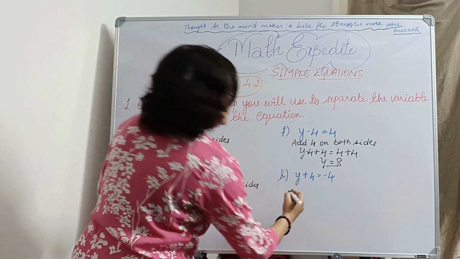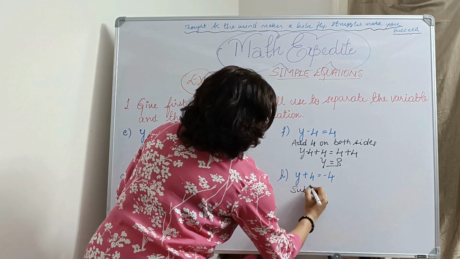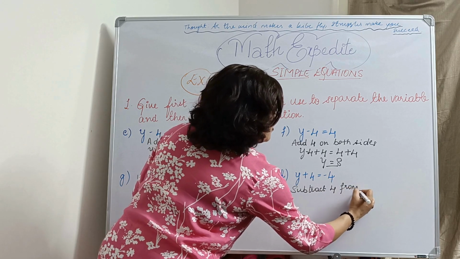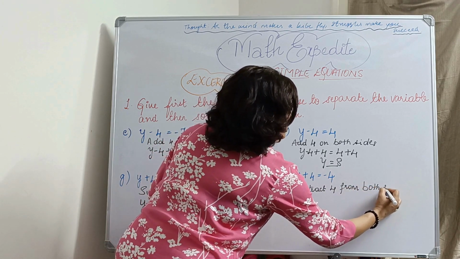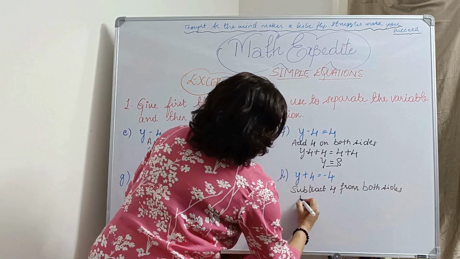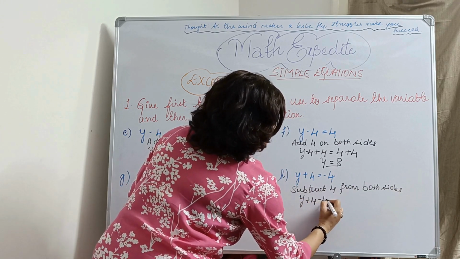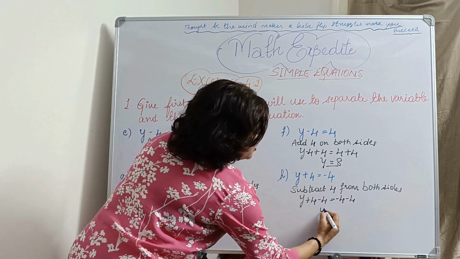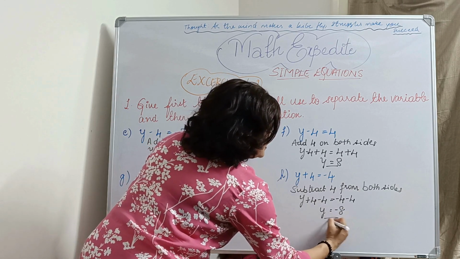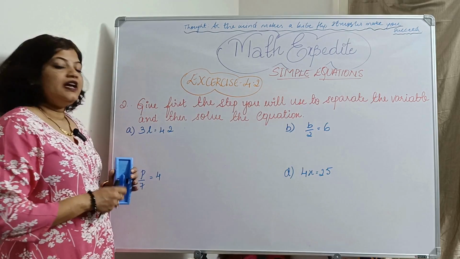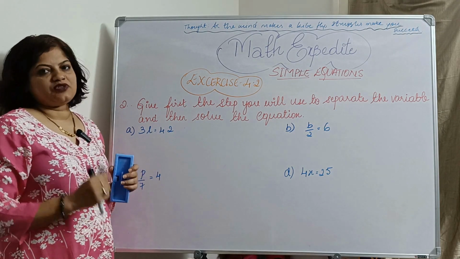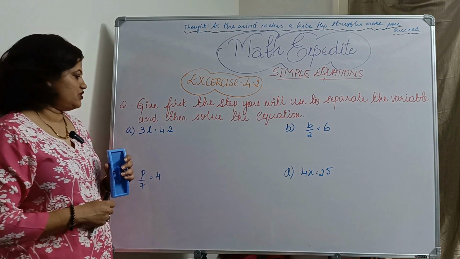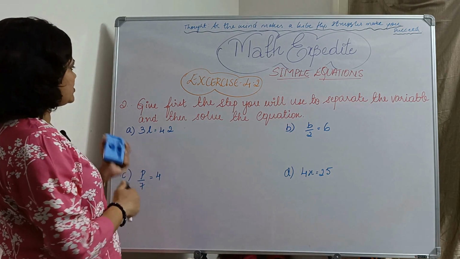This one has a plus sign, so subtract 4 from both sides. y plus 4 minus 4 is equal to minus 4 minus 4. So what do I get? y equals minus 8. In the first question, we did addition and subtraction. Here in the second question, we are doing multiplication and division. Okay, so let us see how we solve this.